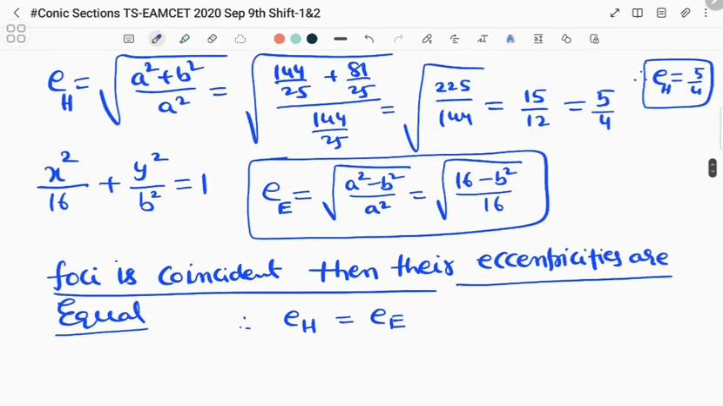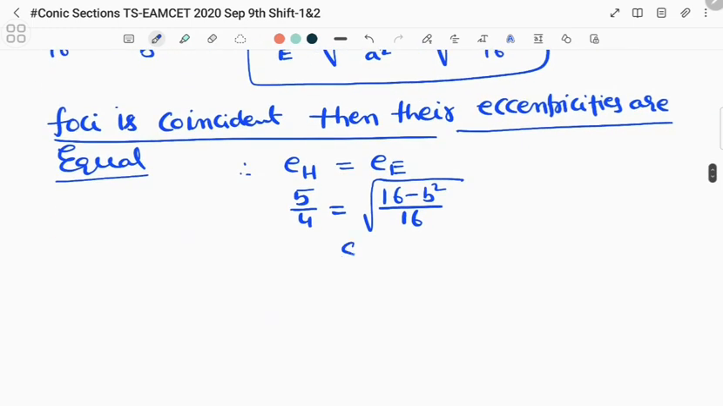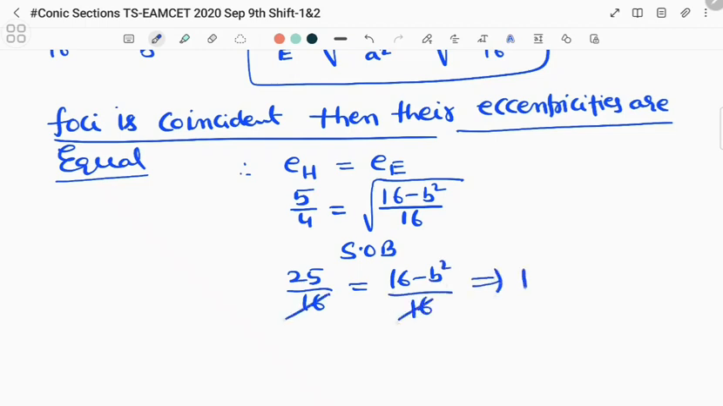So EH value is 5 by 4, equal to square root of 16 minus b square by 16. Squaring on both sides, 25 by 16 is equal to 16 minus b square by 16. So minus b square we can take this side.